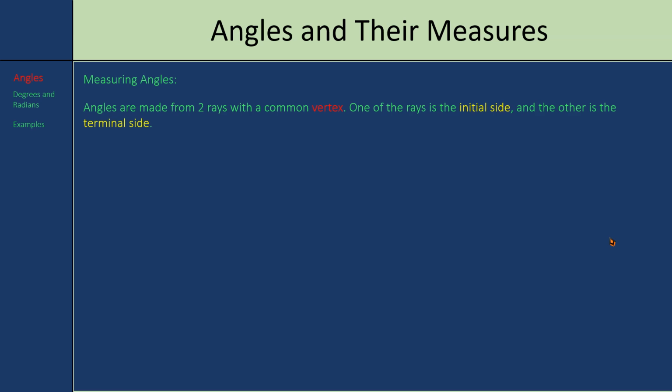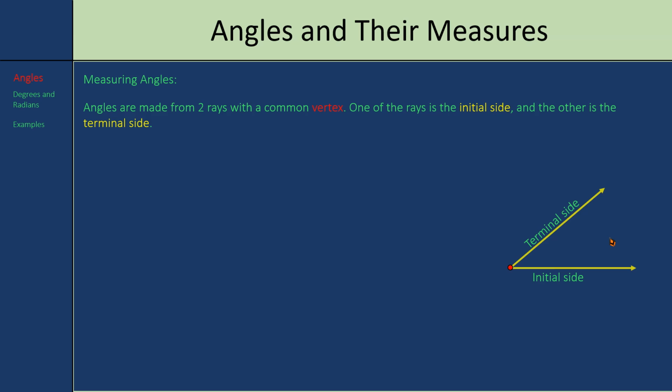There are a few vocabulary words that you want to take down in your notes. Angles are made from two rays with a common vertex. One of the rays is called the initial side and the other is called the terminal side. In an example here, this is an angle. One ray would be the initial side, one is the terminal side, and the vertex is that red dot right there.